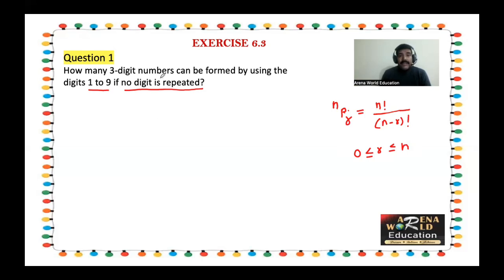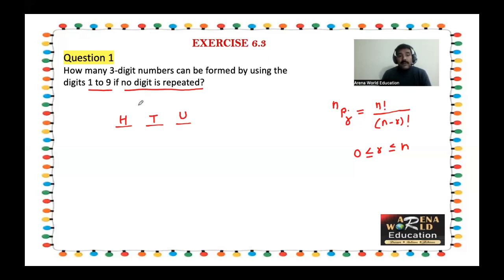Now, how many three-digit numbers can be formed by using digits 1 to 9? Let us solve by the previous method. We have three places: this is the unit digit, this is the tens place, and this is the hundreds place. How had we solved this question? First of all, we checked whether there is any zero involved in the given digits. All nine digits are non-zero, so that was the first restriction. Second, no digit is repeated, meaning repetition is not allowed.